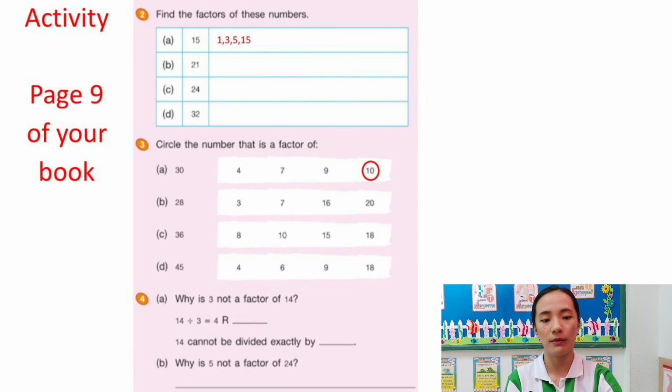And for the last part, number 4, why is 3 not a factor of 14? 14 divided by 3 is equal to 4, remainder blank. So if we divide 14 by 3, the answer is not exact. So what is the remainder? The answer is 2. 14 cannot be divided exactly by blank. So what is our divisor? It is 3.